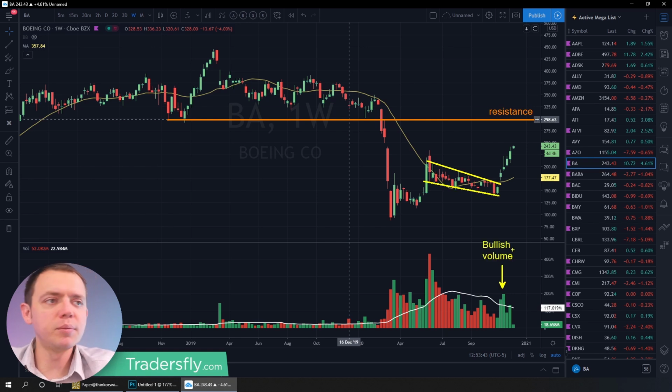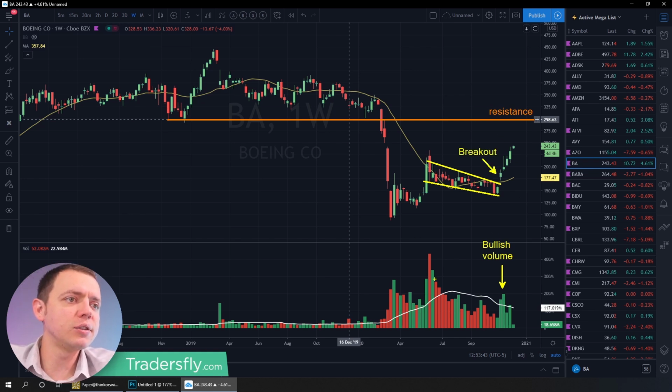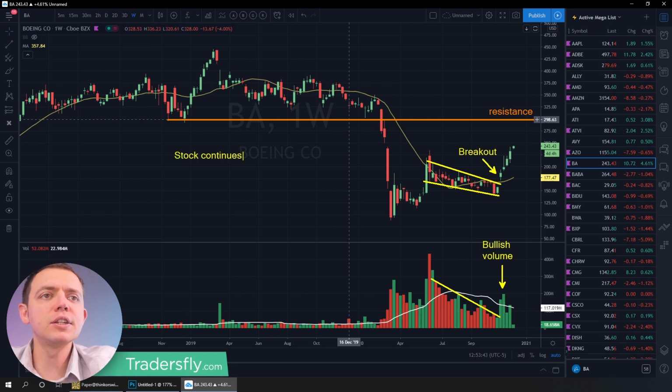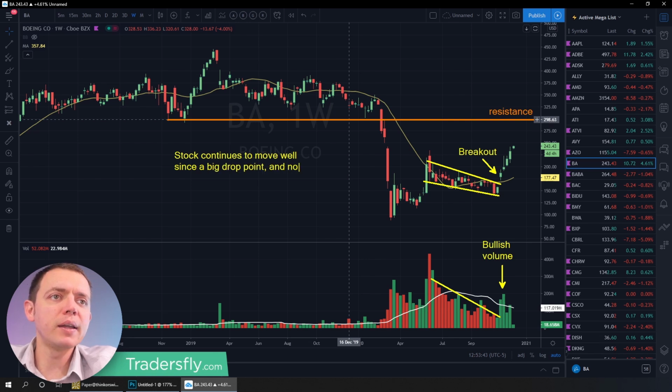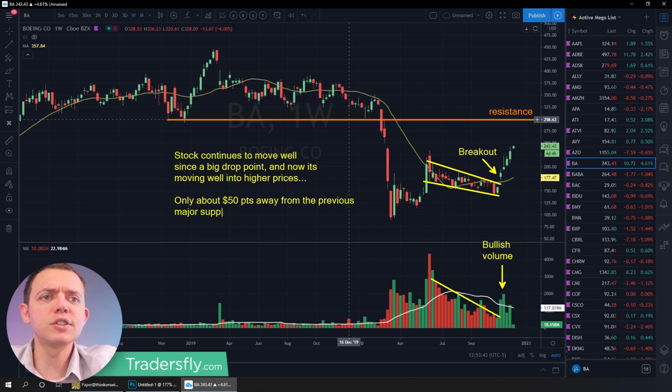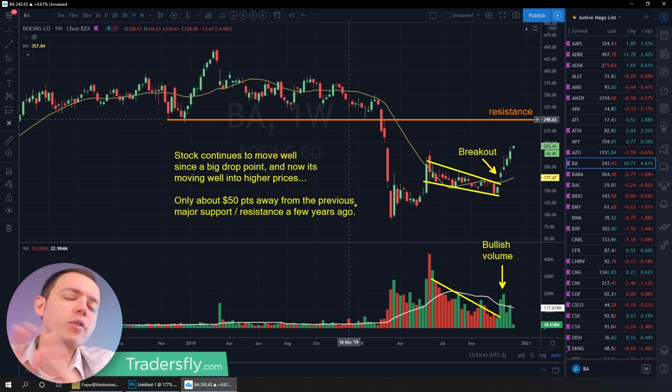Here is your bullish volume that's coming in. So there's your breaking out pattern. It continues to do well. There's your little bit of contraction. As you look at this, the stock continues to move well since a big drop, and now it's moving well into higher prices. In fact, it's only about 50 points away from the previous major support resistance from a few years ago. So I think in the long run, I'd be bullish on this one.